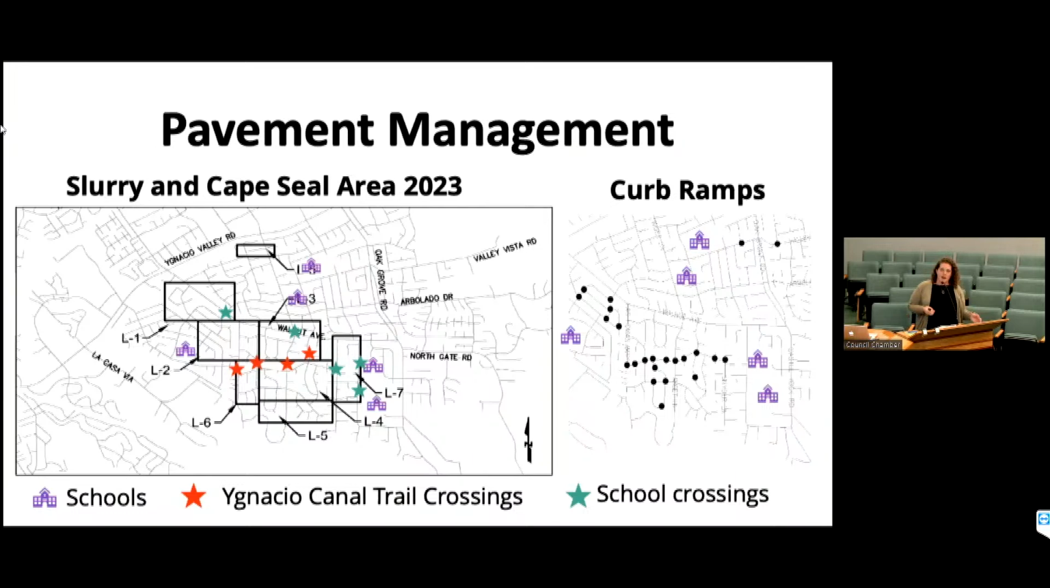And also highlighted here is, this neighborhood has a lot going on. We have schools, the Ignacio Canal Trail cuts through, and then we have school crossings. So this is our opportunity. There's a blank slate coming in, so we can come in with striping improvements.